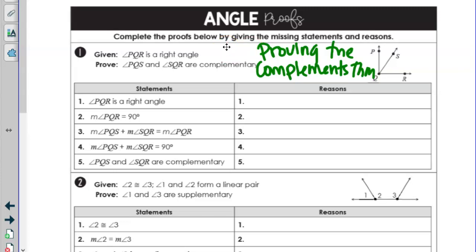Alright, so we have angle PQR and it's broken up into angle PQS and SQR. We're given that angle PQR is a right angle, so what's my first reason? Very good. If an angle is a right angle, what's the measure? Very good, so how do we know the measure of angle PQR is 90 degrees? Very good, definition of right angle.